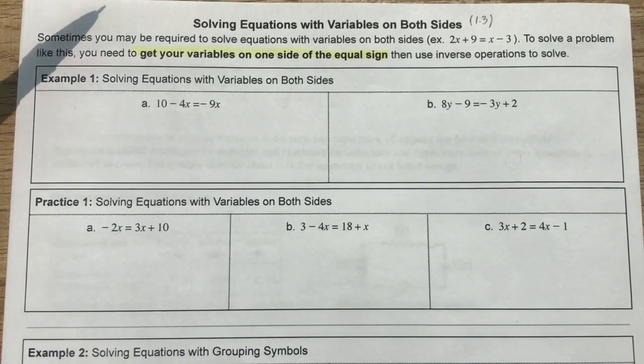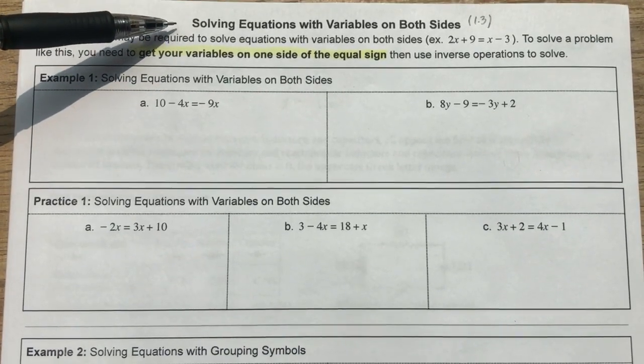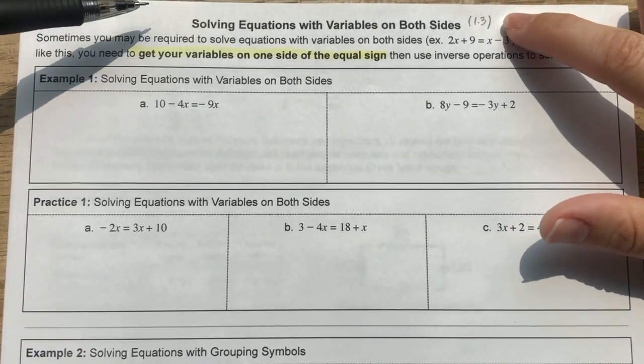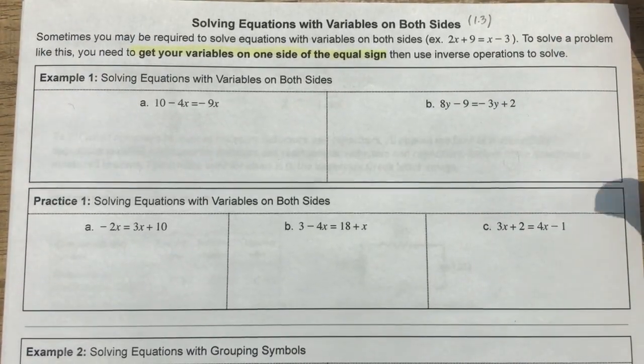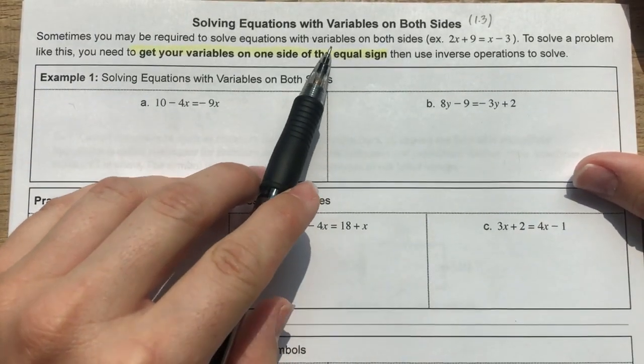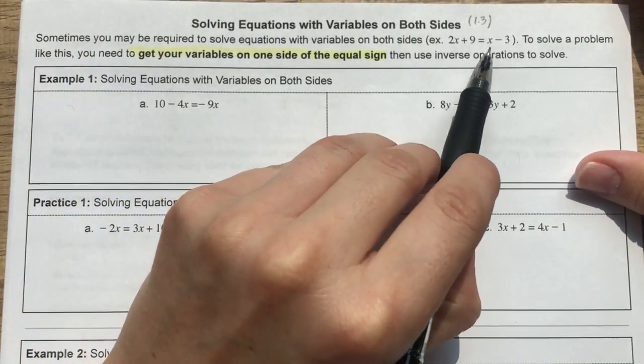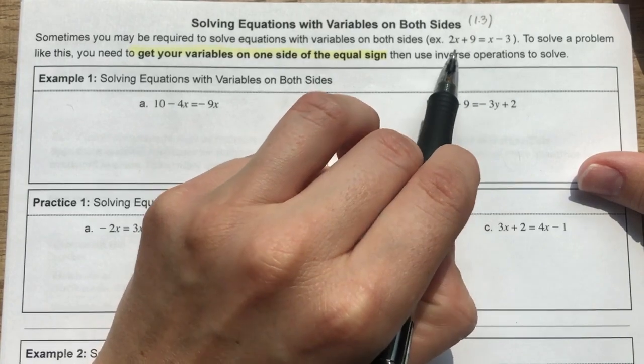So the next section we're going to talk about is solving equations with variables on both sides. And in the textbook, this is section 1.3. Sometimes you may be required to solve equations with variables on both sides, like 2x + 9 = x - 3. So we have x's on both sides of the equal sign.